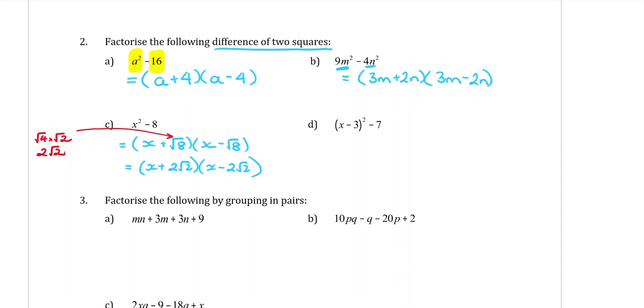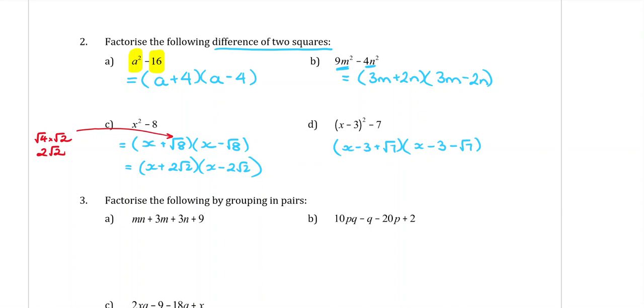Part D. We still have something squared minus something else, so this is still a difference of two squares, even though there's already brackets in it. So some big brackets to start with. The square root of x minus 3 squared is x minus 3. So each bracket starts with x minus 3 out the front. Then the square root of 7, unfortunately, is a surd, so square root of 7. In between, one will be a plus and the other will be a minus. And that's it. That's all we can do.